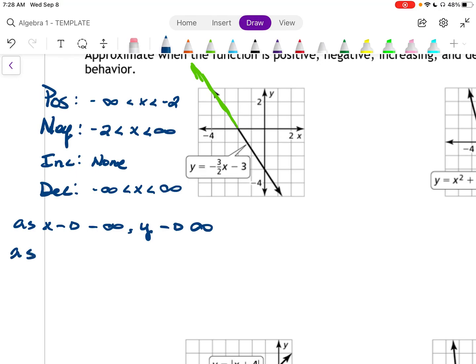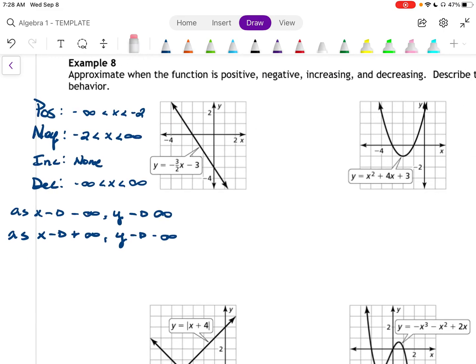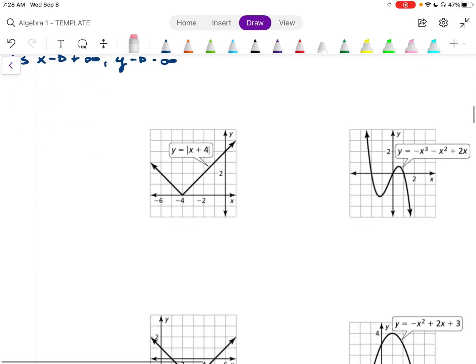Now we say as x approaches positive infinity, and I like to put the plus there just to make us know that we're talking about positive. Y approaches, well, now we need to look at the right side here. As this goes farther and farther right, it's going to also go farther and farther down, so y is going to be negative infinity. All right, we'll go straight down.